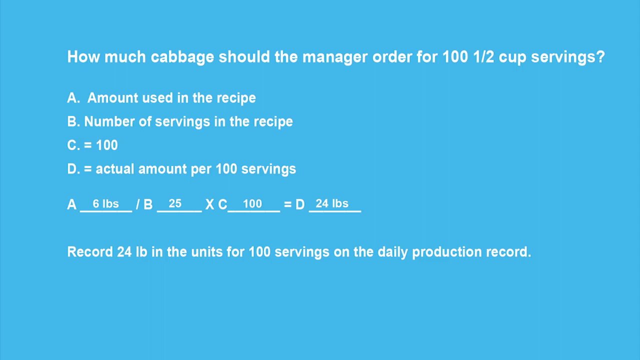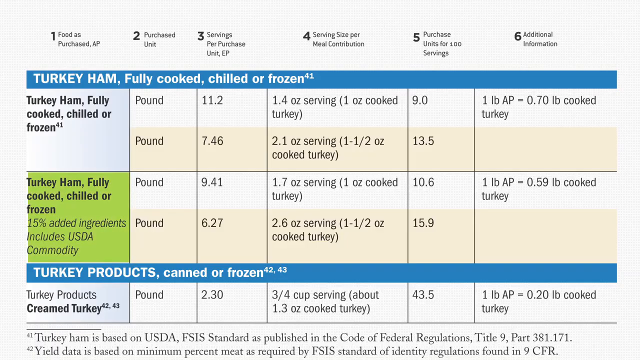To make sure that the manager orders enough cabbage, the daily production record should indicate 24 pounds of whole untrimmed cabbage is needed for 100 servings of this recipe for steamed cabbage wedges. Now let's look at pre-cooked deli turkey ham to determine the amount needed for a sub-sandwich that provides 2-ounce equivalents of meats or meat alternates.